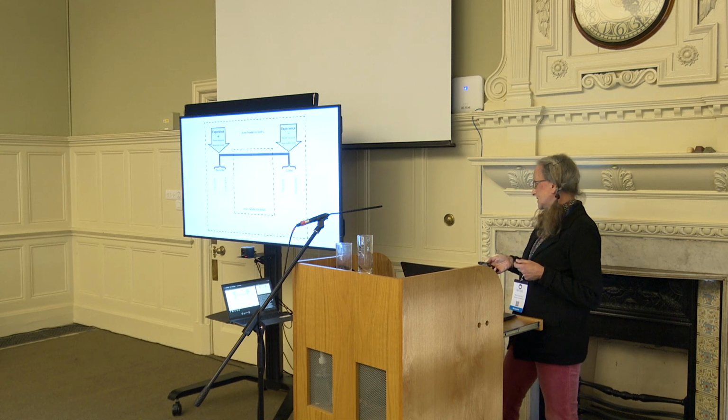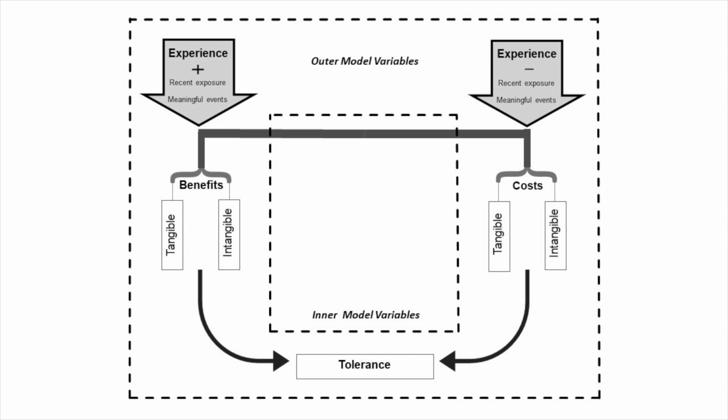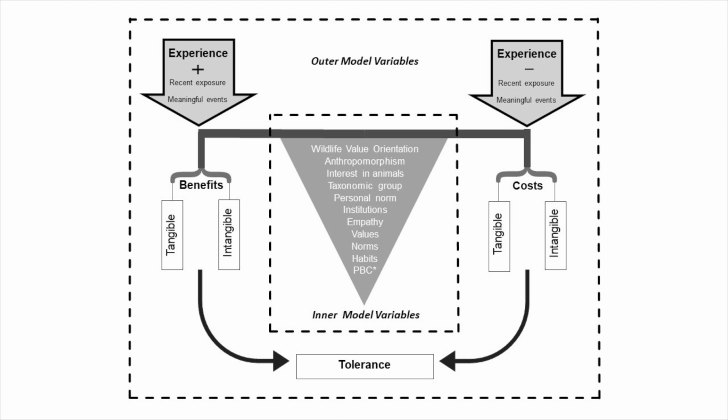So the first hypothesis is that experiences with the species drive perceptions of costs and benefits. And then the second hypothesis is that perceptions of costs and benefits determine tolerance. Then in the inner model, we have 11 variables that are predicted to influence perceptions of costs and benefits. So for example, if we take empathy, the hypothesis is that the more empathy you have for a species, the more benefits you'll perceive, and then the more tolerance. And we also predict that these inner model variables can directly impact on tolerance.